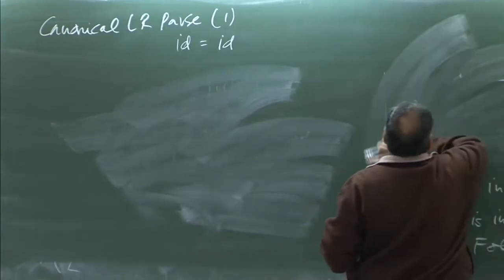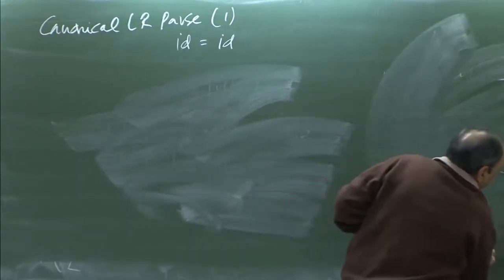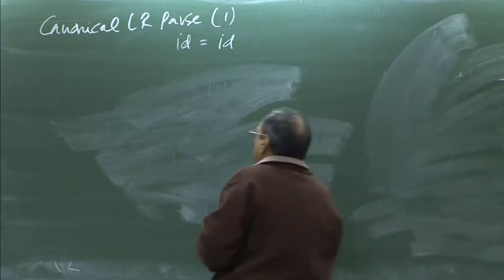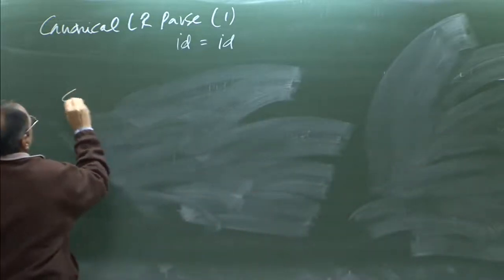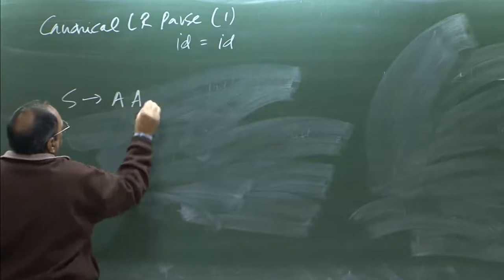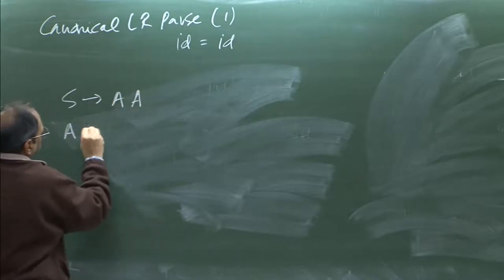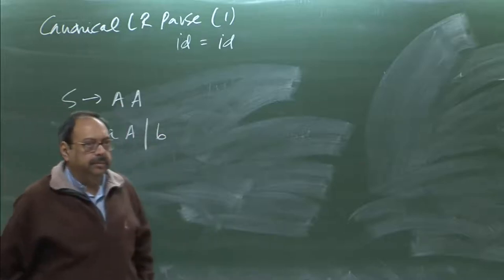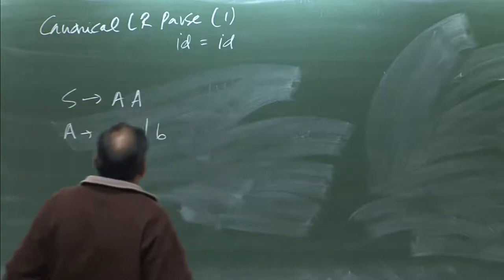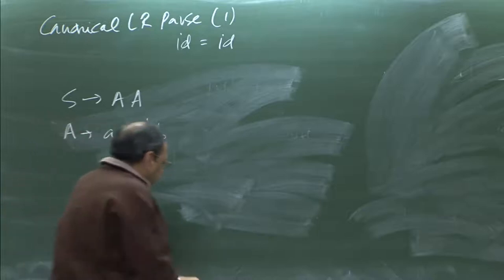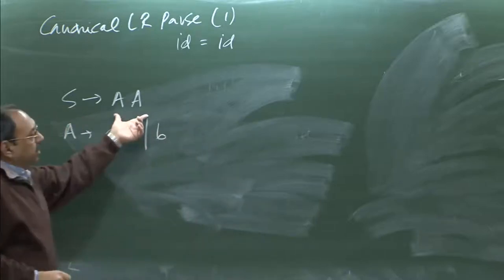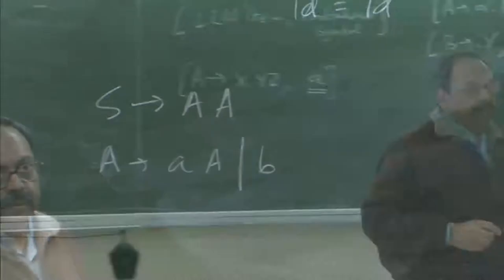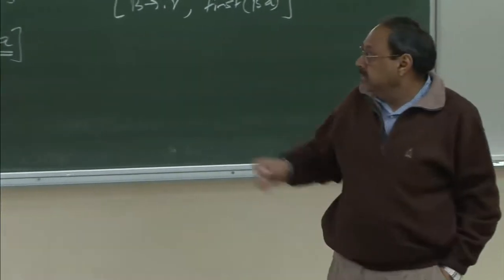Let's clean this part of the board, and let me pick up an example. So let's say I have this grammar, and I'll explain why we are taking this grammar. This grammar has something very interesting. Let's take this grammar. Now this grammar says, what are the strings which are generated by this grammar? What strings can be generated from this?